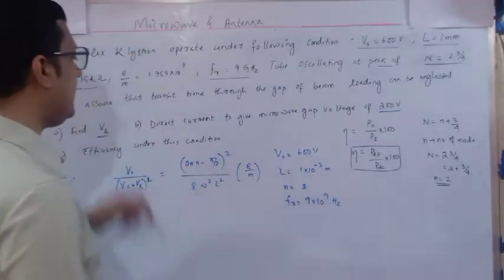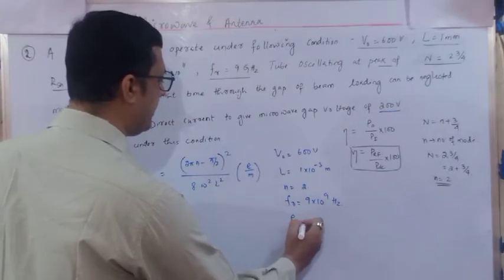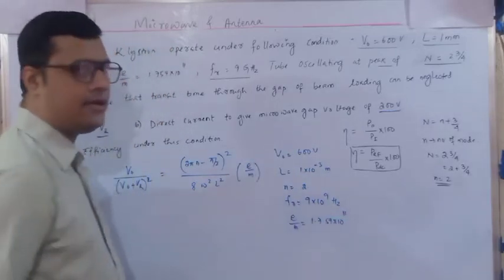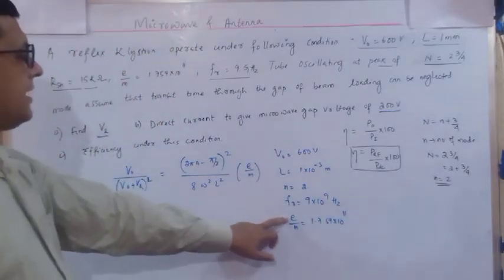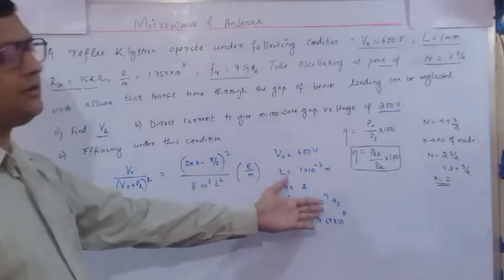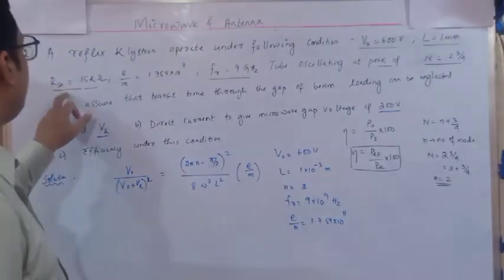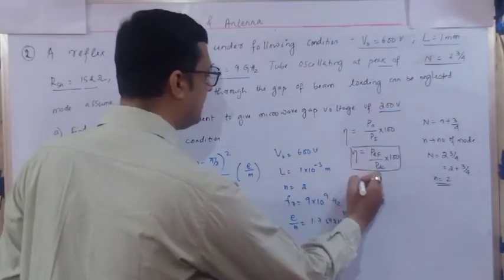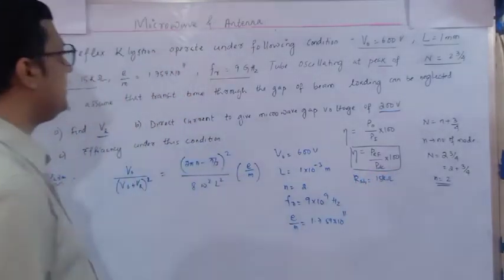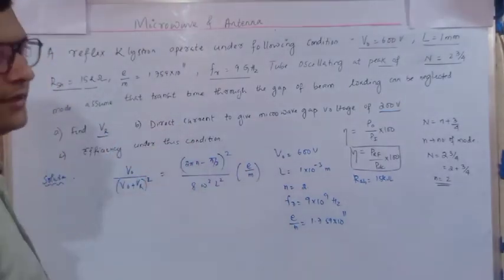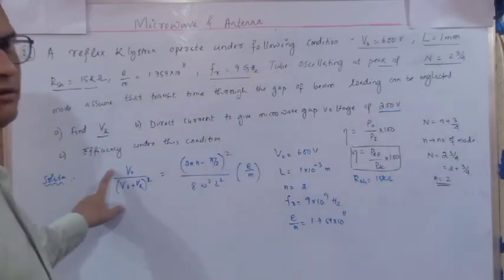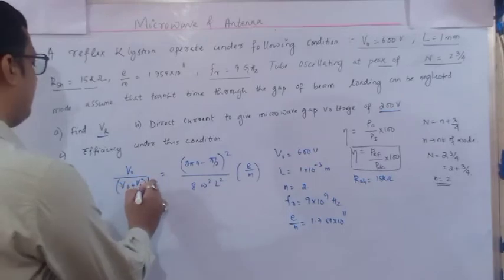And what else? E by m is also given. So E by m is 1.759 into 10 to the power 11. It is a constant value. E is the charge and m is the mass, so you can write coulomb per kilogram, or we can directly substitute this value. Next, R shunt, RSH, which is in parallel, is 15 kilo ohm. The rest of the parameters we have identified. Now V naught is 600 volt. Substitute V naught. Which one is unknown? Repeller voltage VR is unknown.